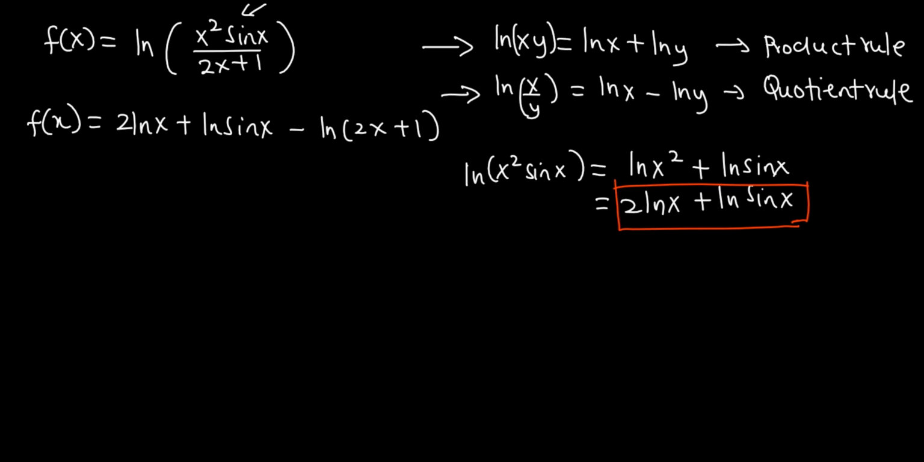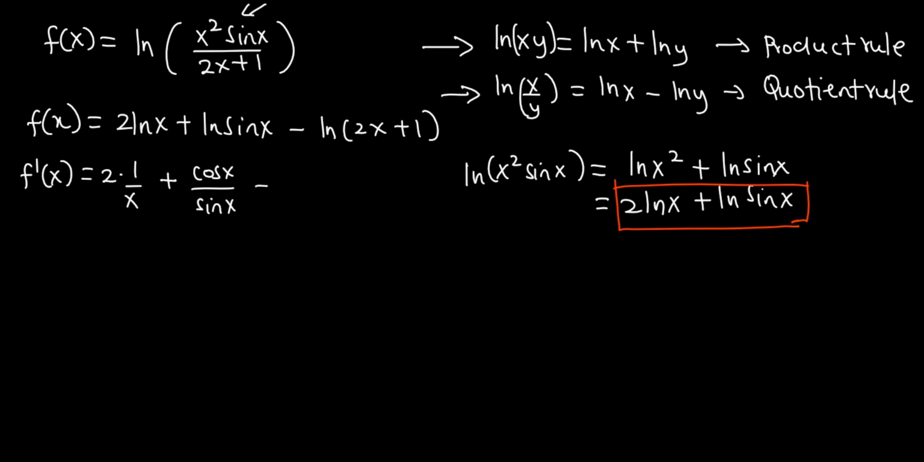From here, we are going to find the derivative of this function. So let's find f prime of x. We have 2 multiplying the derivative of the natural log of x, and that will be 1 over x, plus ln of sine x. You will take sine x to be equal to u, so u prime will be cosine of x. So that will be plus cosine of x divided by sine of x, minus ln of 2x plus 1.